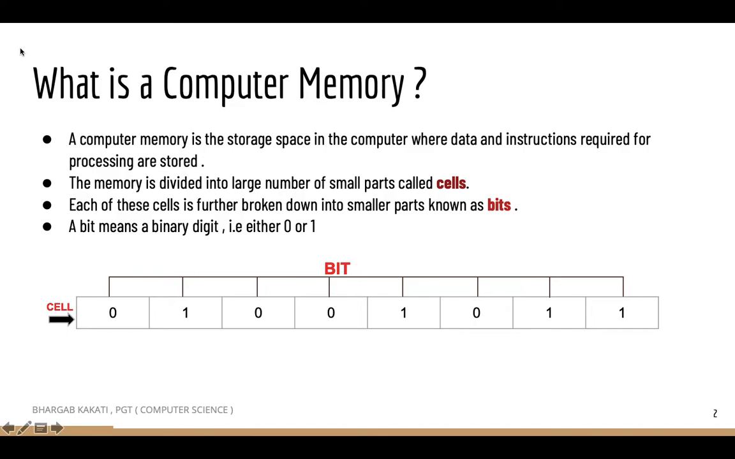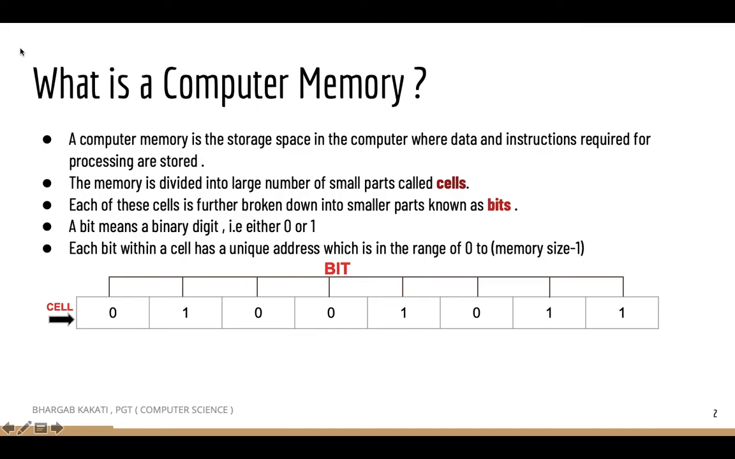What is the meaning of bit? A bit means a binary digit, which is either 0 or 1. Each bit within a cell has a unique address which is in the range of 0 to memory size -1. Now each of these bits within a cell has an address. This address is known as the memory address. What is the range of this memory address? The range is from 0 to memory size -1.